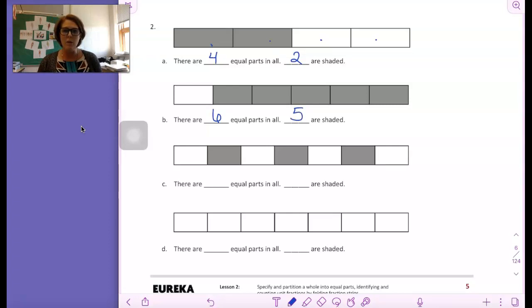Go ahead and look at letter C. How many equal parts are there in all? Fill it in the blank. There are 7. And how many are shaded? 3. Letter D. How many equal parts in all? 7 again. And 0 are shaded.